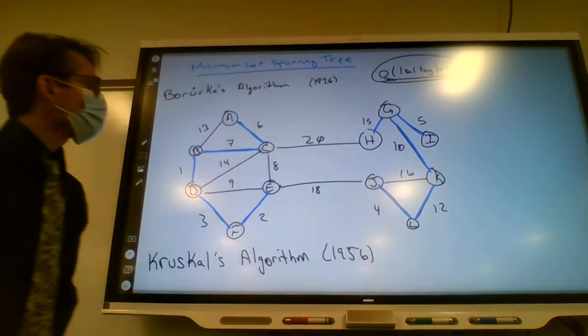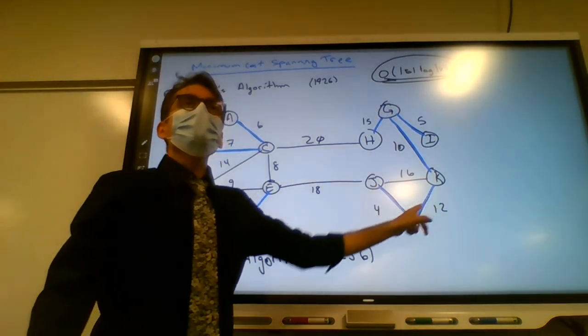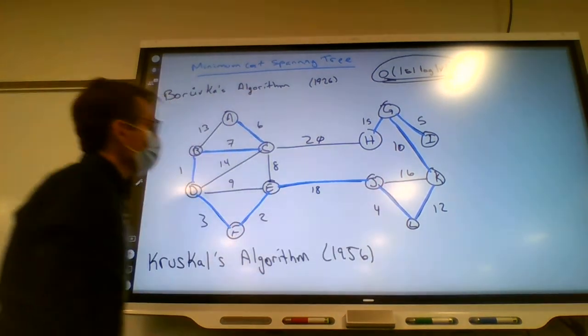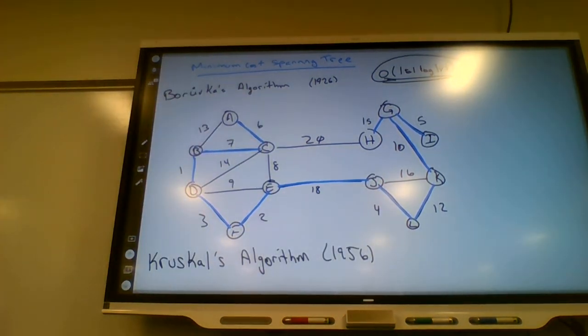15's in. Let's just jump straight to 18. 16's bad. And 18's good. And what tree do we have? The same one. Exactly the same tree as last time, right? Because this graph has one minimum weight, or minimum cost, spanning tree, and it's that one. Does that make sense?